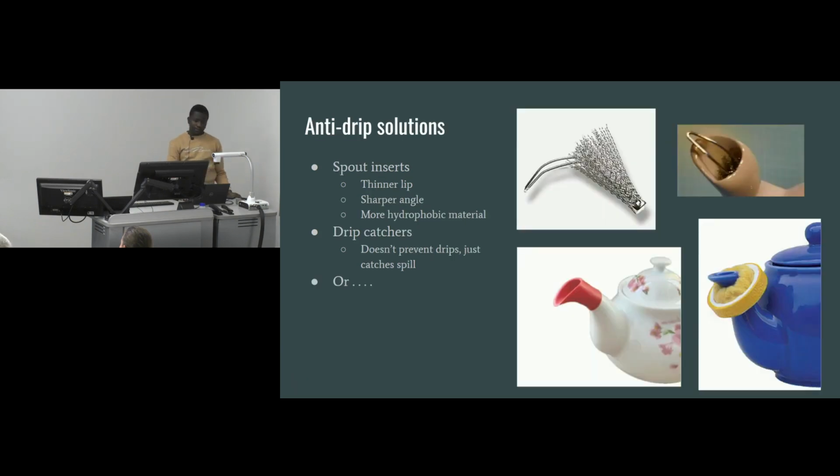All right, so to prevent this, we have three anti-drop solutions for preventing the clinging of the tea to the spout. The first one is the spout insert, and the second one is the drip catchers. Then the third one, I'm going to explain that. So the first one is about the spout insert.